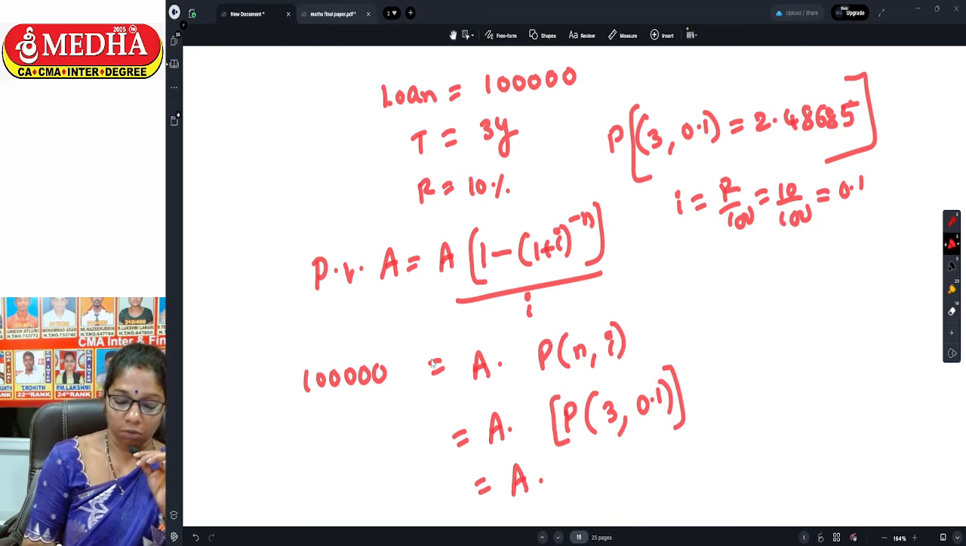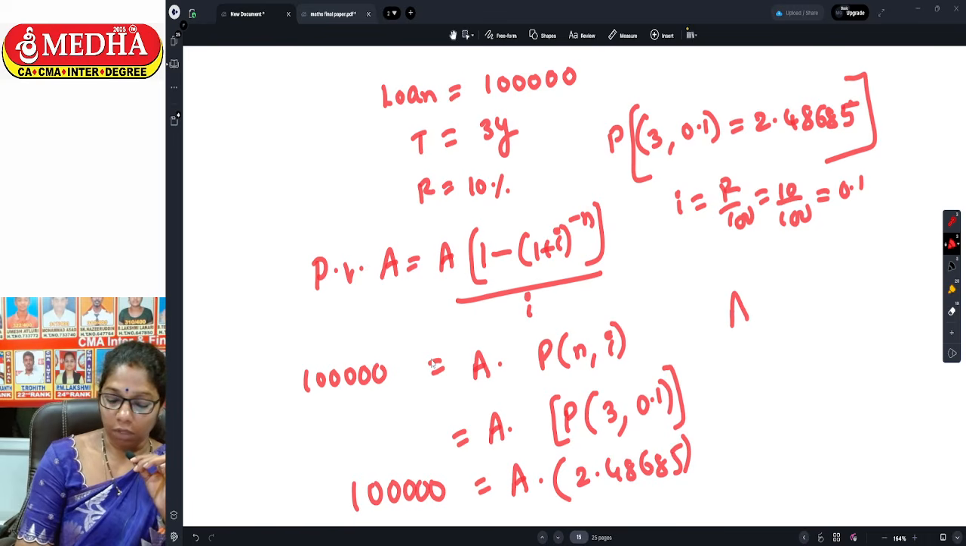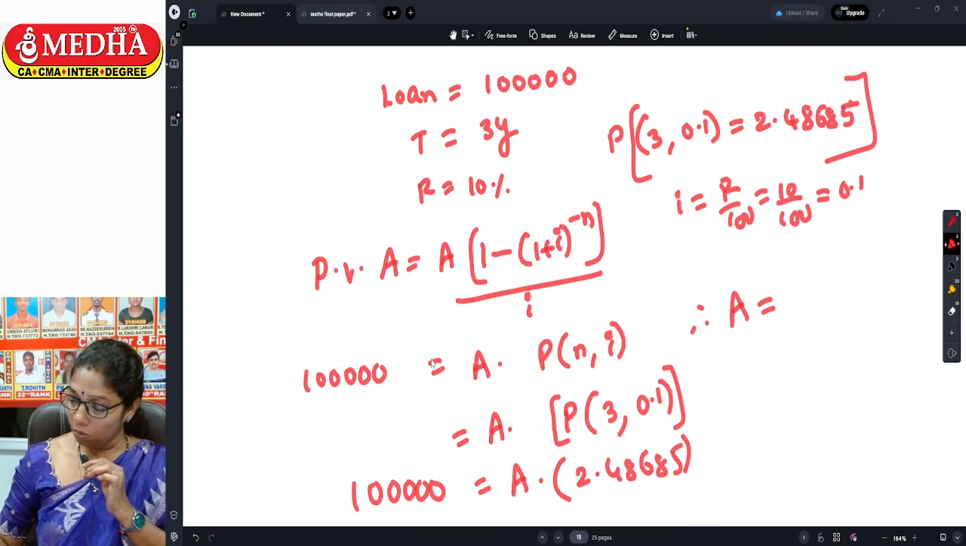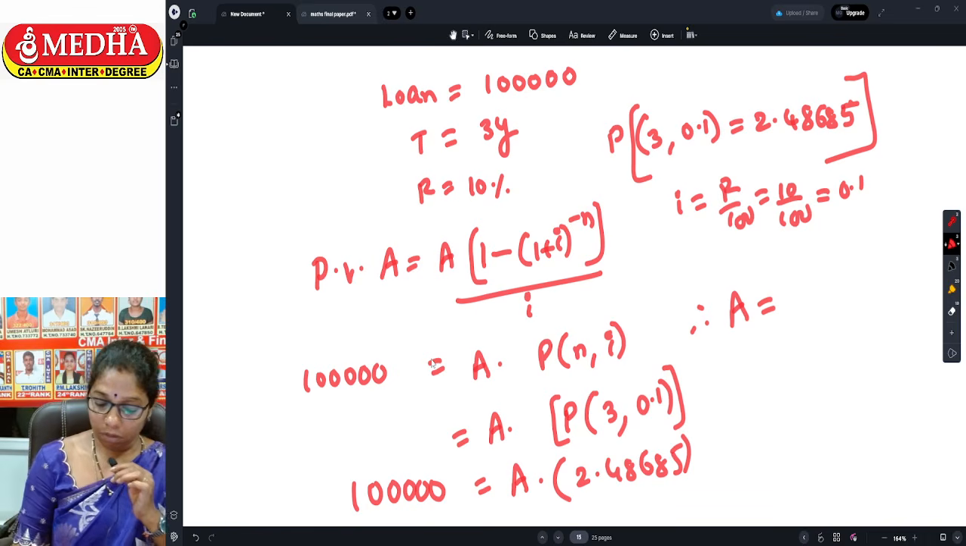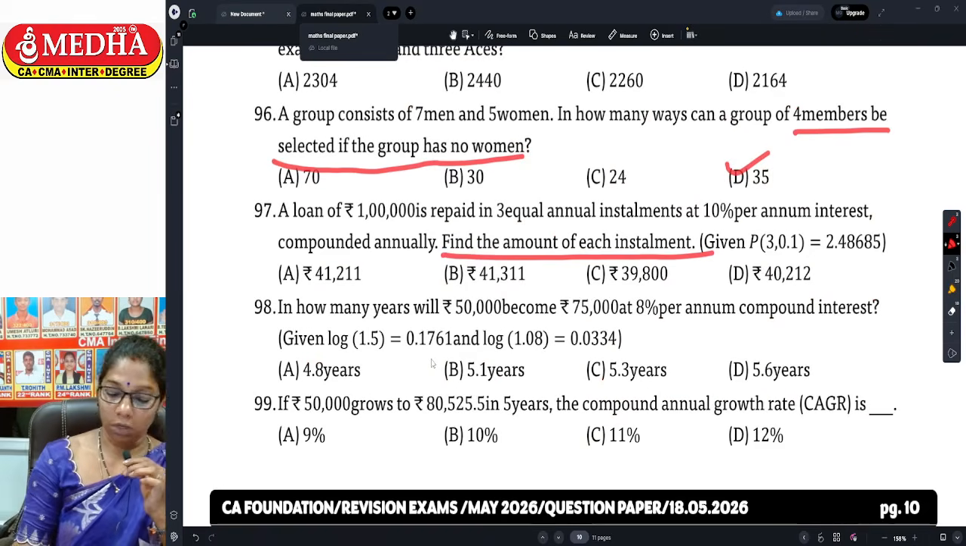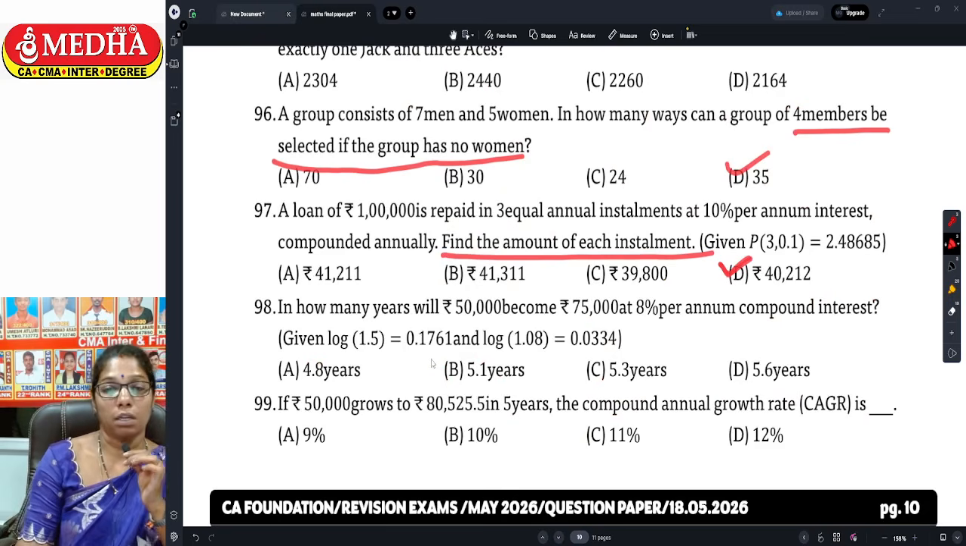So A into 2.48685, and here it is 1 lakh. So therefore each installment is equal to 1 lakh divided by 2.48685, that is equal to 40,211.5. 40,211 rupees. 40,212 is given, so this is the nearest one.